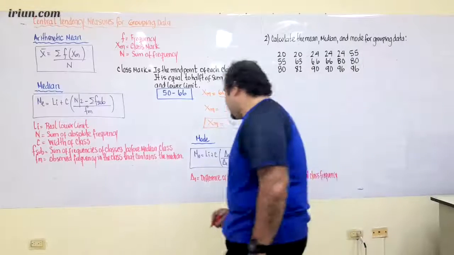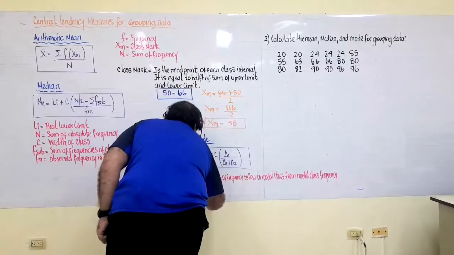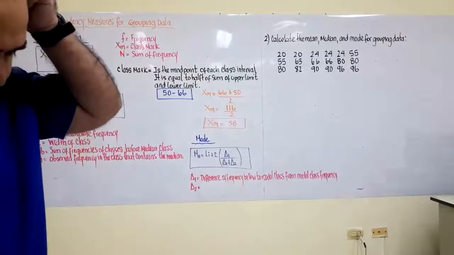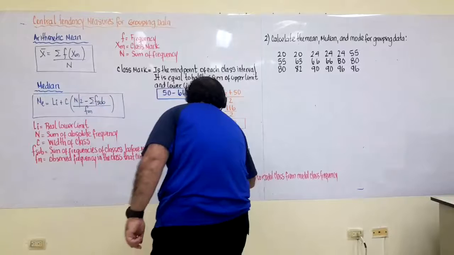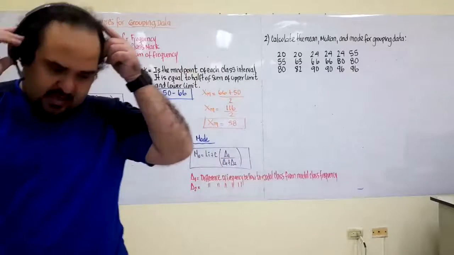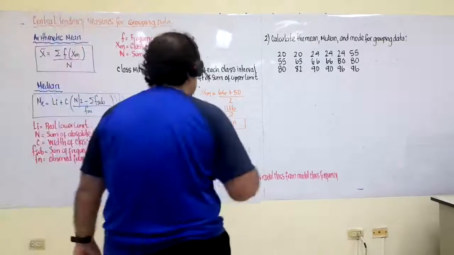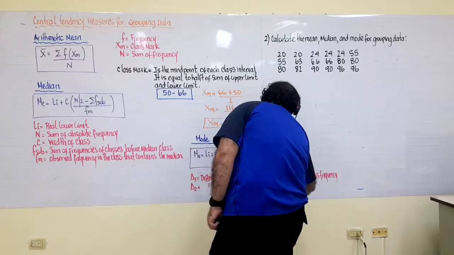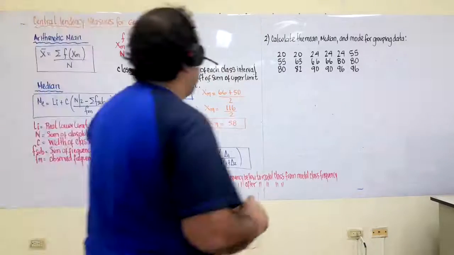And delta 2 represents the same situation, the difference of the frequency, and that situation will be after the modal class, from the modal class frequency.